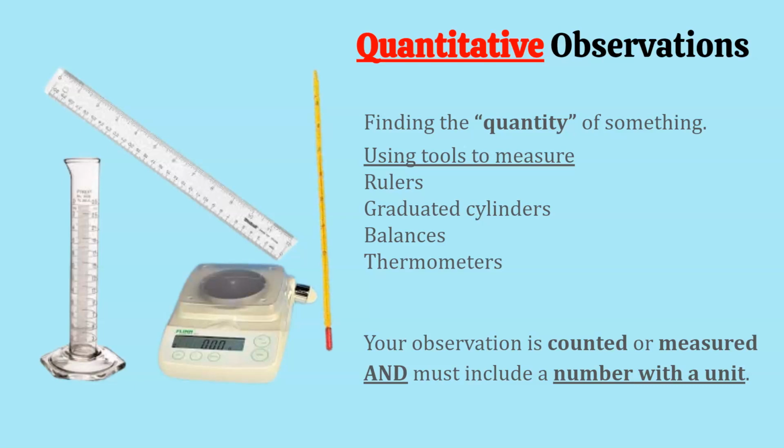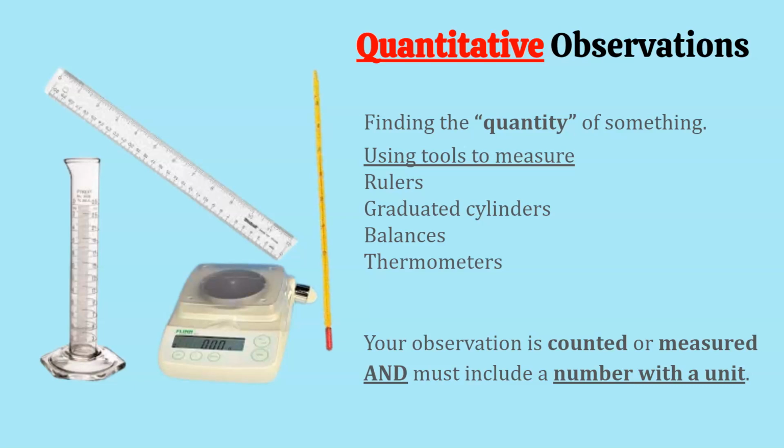We don't typically use beakers and Erlenmeyer flasks because they don't give us reliable measurement. Now, if we want to approximate, those are good. If we need a reliable, accurate, quantitative measurement, we're not going to use those things for that. The observation has to be counted or measured, and it must include a number and a unit. Units are going to be super important in chemistry. You cannot have a quantitative observation without a unit in this class. And so that's going to be super important.